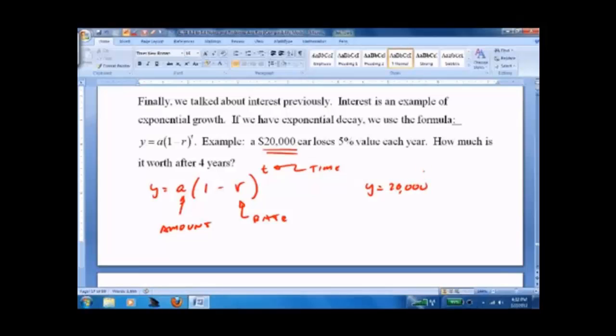20,000 times 1 minus 0.05 to the fourth. Put it into your calculator. You get 16,290. The car loses a fair amount of value. Most cars actually lose value a lot faster than that, but that's just an example. Good luck. Get cracking on some problems.